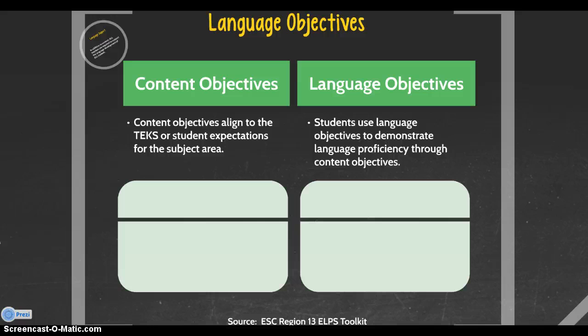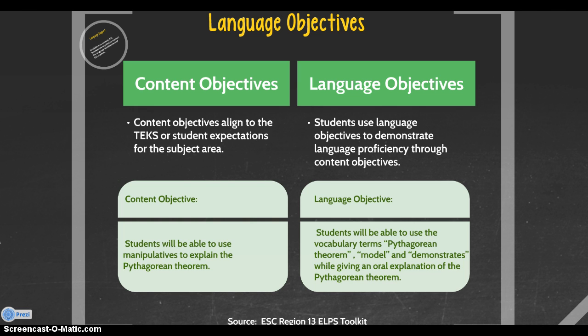An example of a content objective looks like this. Students will be able to use manipulatives to explain the Pythagorean theorem. An example of a language objective that matches that content objective is students will be able to use vocabulary terms, Pythagorean theorem, model, and demonstrates while giving an oral explanation of the Pythagorean theorem.